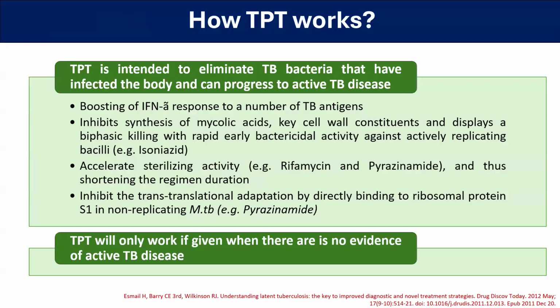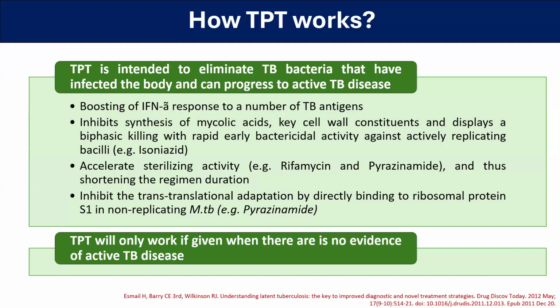So how does TPT work? TPT is intended to eliminate TB bacteria that have infected the body and can progress to active TB disease. The technicalities: boosting the interferon gamma response to a number of TB antigens, inhibiting the synthesis of mycolic acids and key cell wall constituents, and displaying biphasic killing with rapid early bactericidal activity against actively replicating bacilli. This also accelerates the sterilizing activity with the two drugs, rifampicin and pyrazinamide, thus shortening the regimen duration. It inhibits translational adaptation by directly binding to the ribosomal protein S1 in non-replicating MTB, and this will only work when there is no evidence of active TB disease.